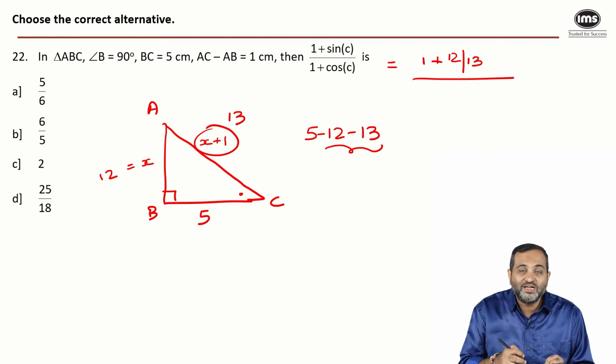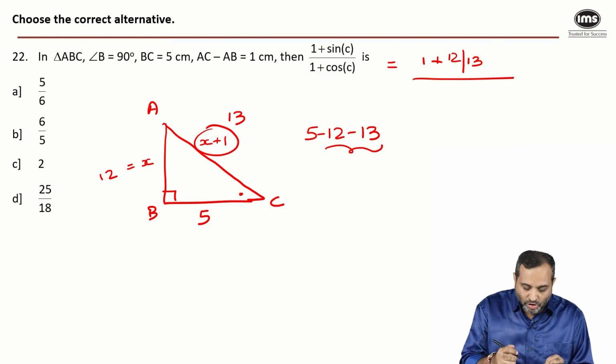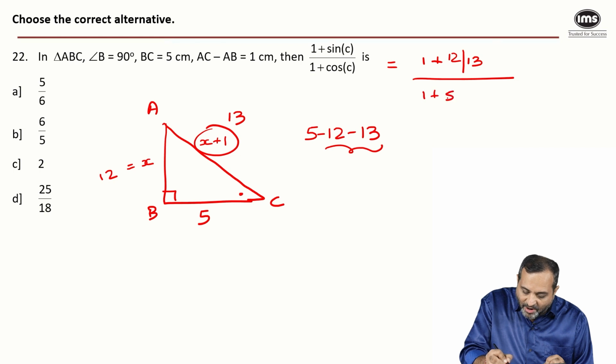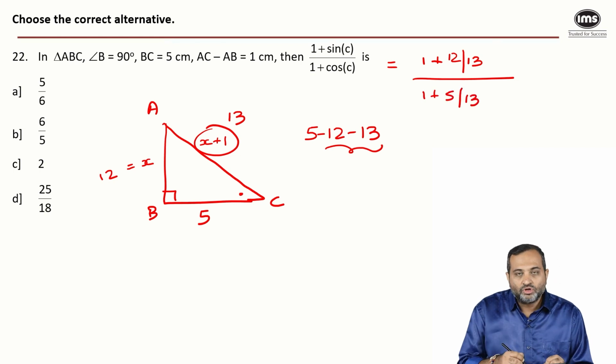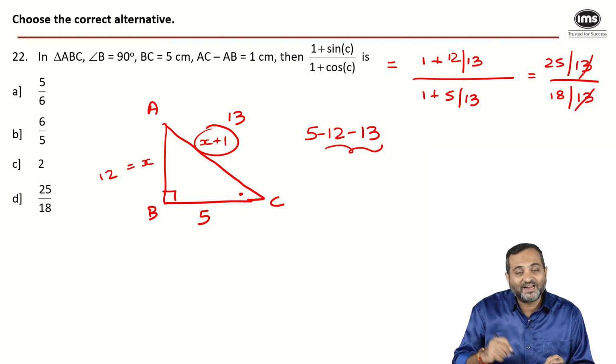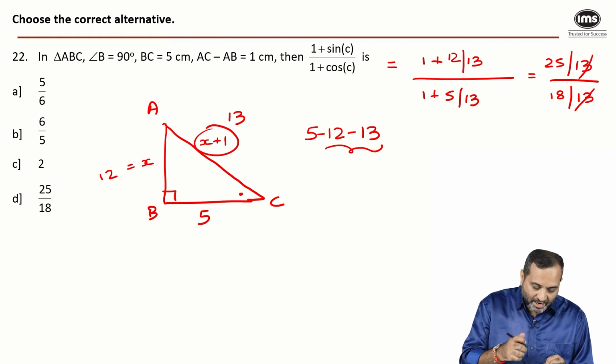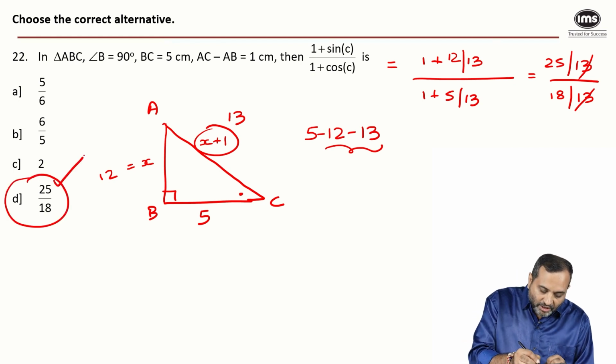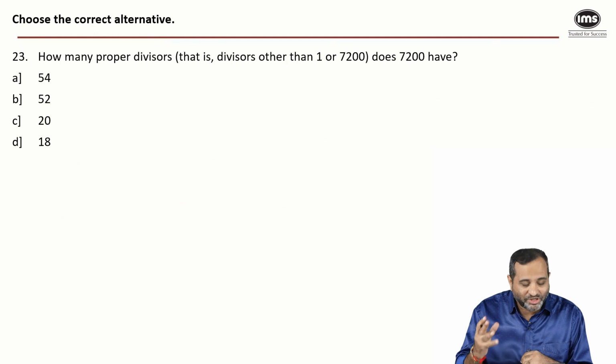And what is cos C? Adjacent side upon hypotenuse, so this will become 1 plus 5 by 13. So you will get 25 by 13 over 18 by 13. My 13 will get cancelled out. What I am left with is 25 by 18. Hence the answer is the fourth option, D. Let's look at the next question.